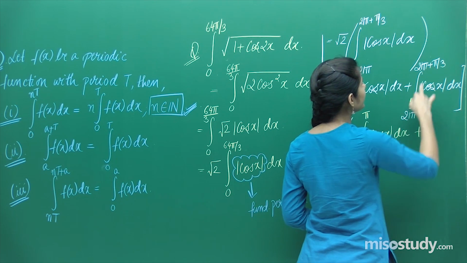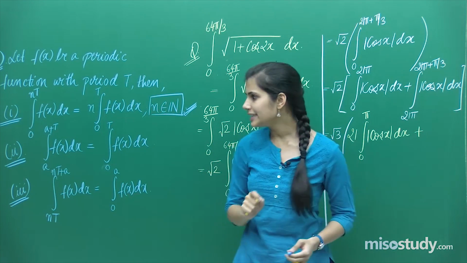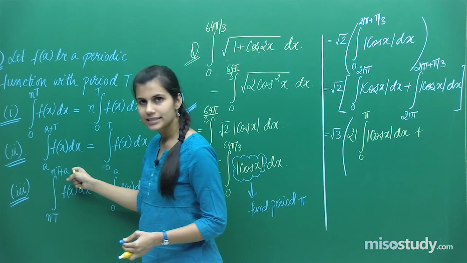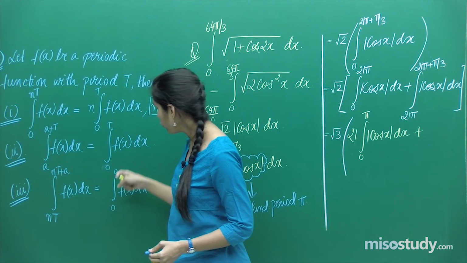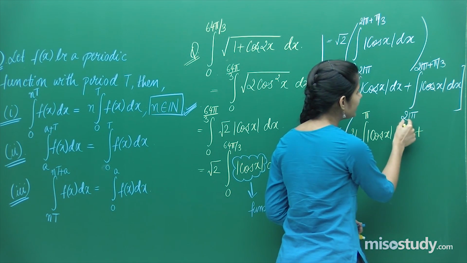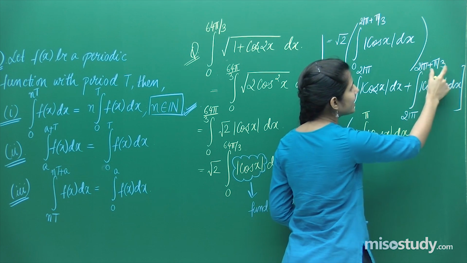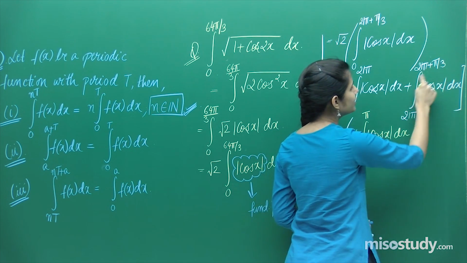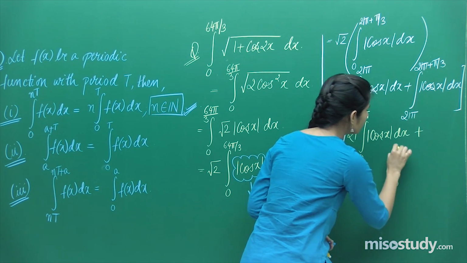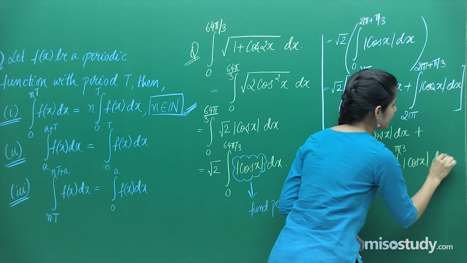plus, here you have the integral from 21π to 21π + π/3 of |cos x| dx. This reminds me of the third property, which says the integral from nT to nT + a of f(x) dx is the integral from 0 to a of f(x) dx. Here you have the same thing. n is 21, T is the period π, and a is π/3. So this is nothing but the integral from 0 to π/3 of |cos x| dx.